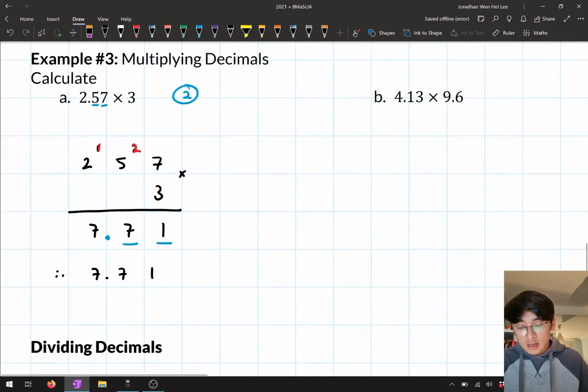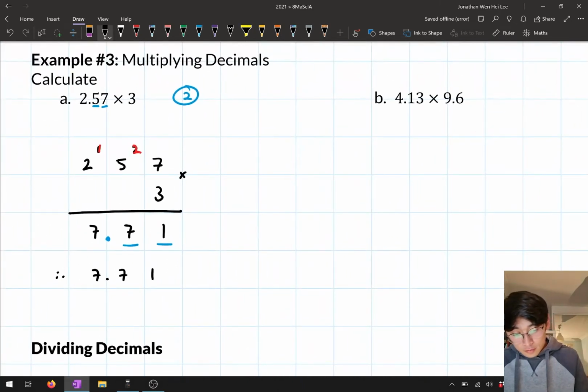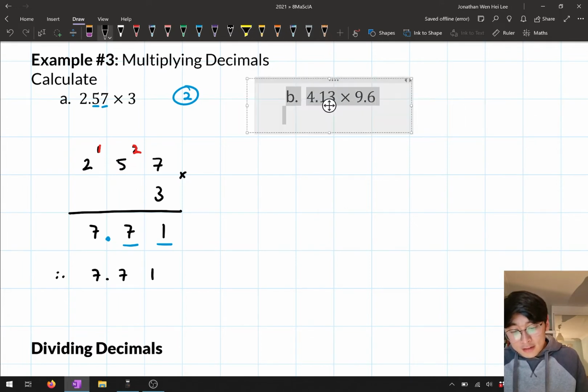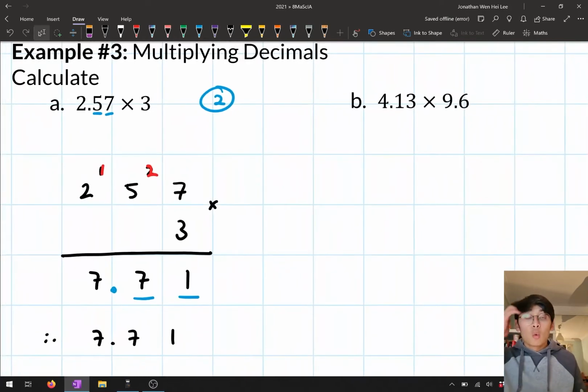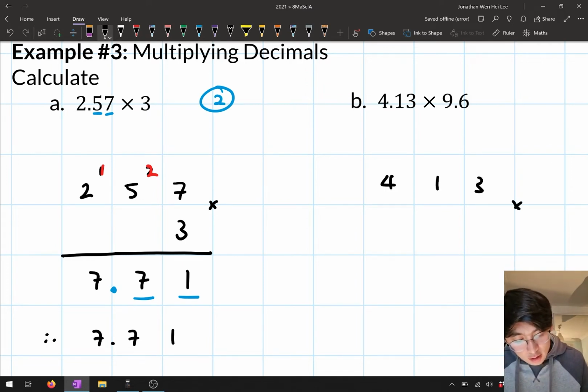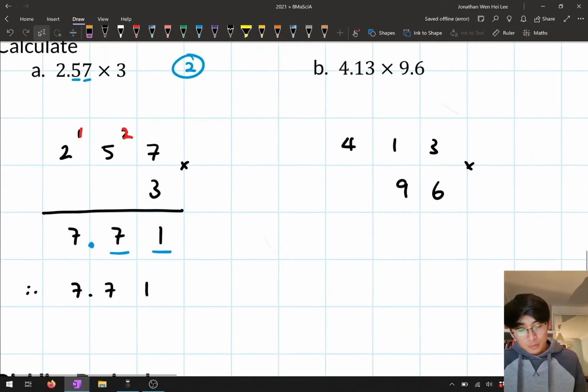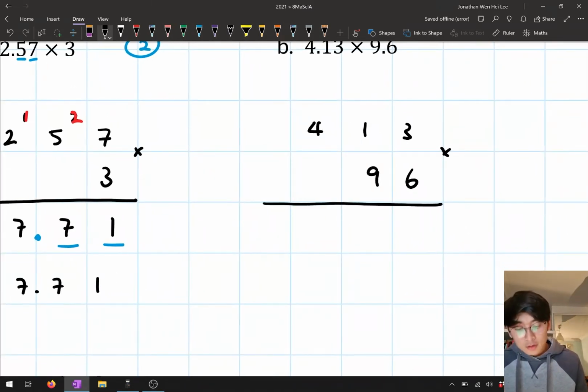Now, this one here, the two numbers both have decimals in them. So I've got 4.13 and 9.6. Once again, I'm going to do this multiplication pretending like there's no decimal places at all. So I'm going to go 413 times 96. So I'm going to pretend that there's no decimal places for now. Okay, so I'm just going to do this multiplication.